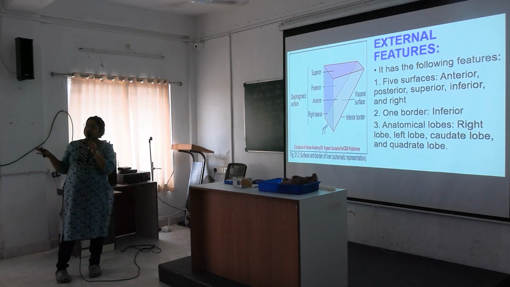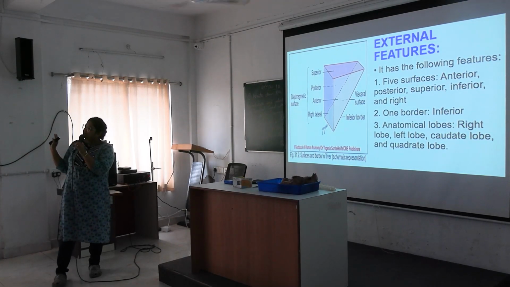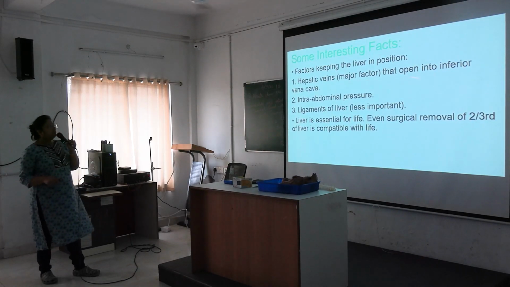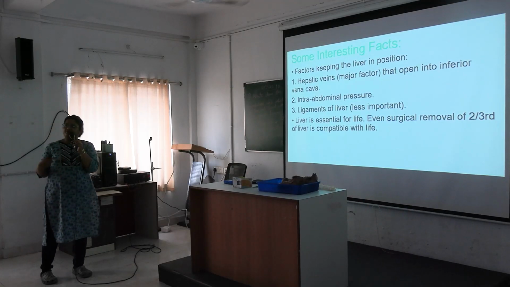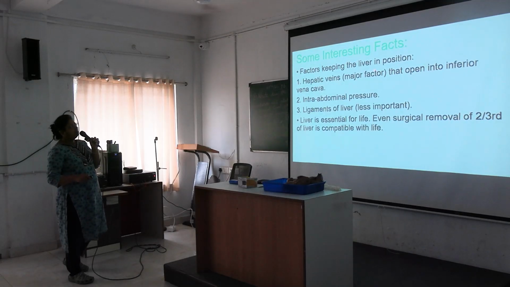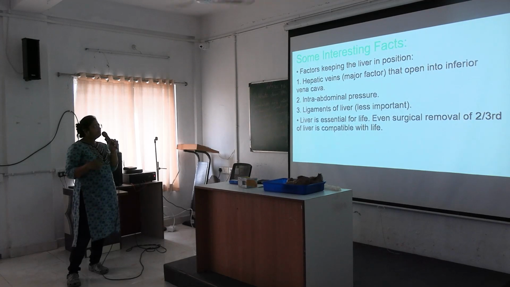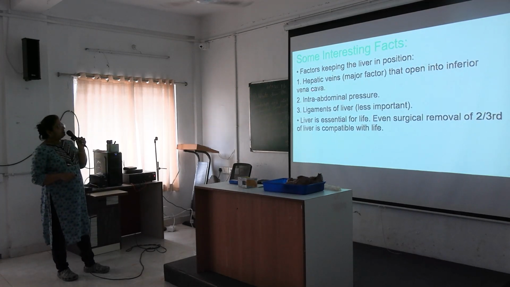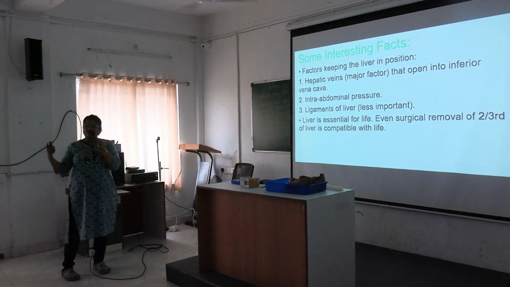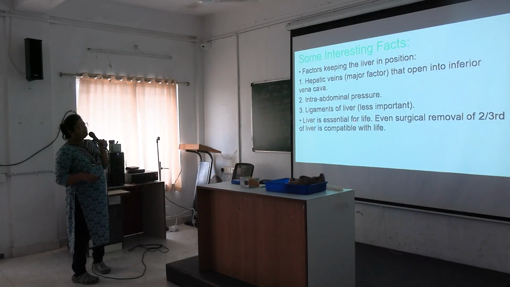Everyone will be given liver in viscera table. Okay, so you must read liver before going to viscera table. So these are the factors keeping the liver in position. This is asked in your viva. Okay. So hepatic veins. These are major factors that open into the inferior vena cava, and this keeps the liver in position. Also the intra-abdominal pressure and the ligaments of the liver, these are less important structures for keeping the liver in position. Liver is essential for life.